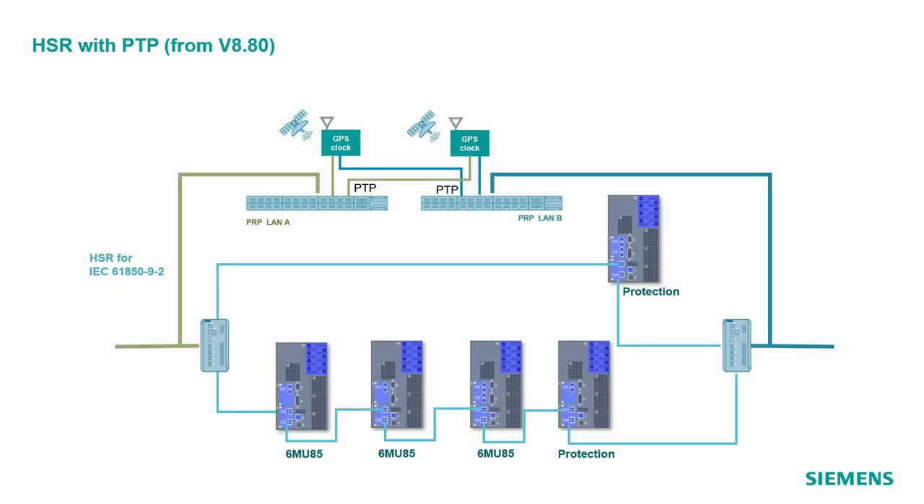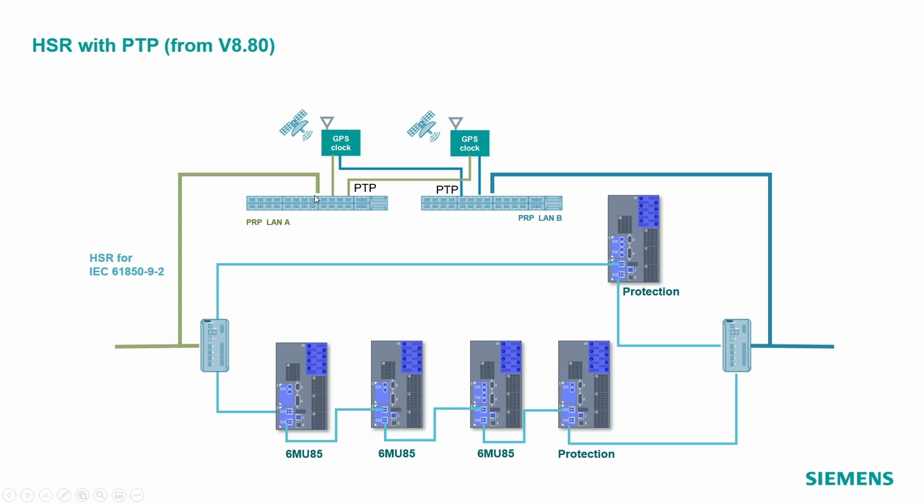Now let's see the example with HSR, but now using the PTP or precision time protocol. What we see here is always we have our redundant master clocks. We connect them also in a redundant manner from one GPS to the PRP-A and the PRP-B. Those are the backbone switches. And our ring is connected to this backbone to receive the synchronization signal.